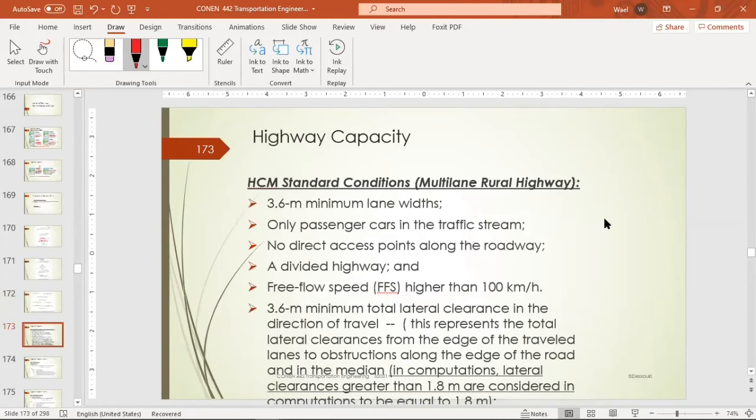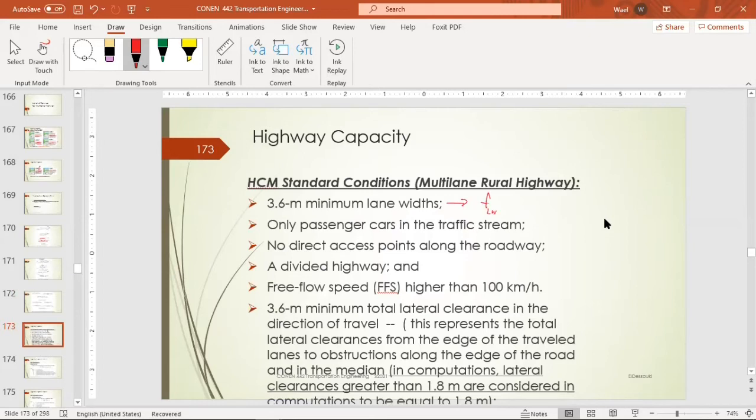What is the highway capacity? The highway capacity standard condition is that we have lanes with a 3.6 meter minimum lane width. These are the base conditions. And we have only passenger cars in the traffic stream, but in reality we have passenger cars and trucks. In reality we might have a lane width that is not 3.6, so there is an adjustment factor for lane widths.